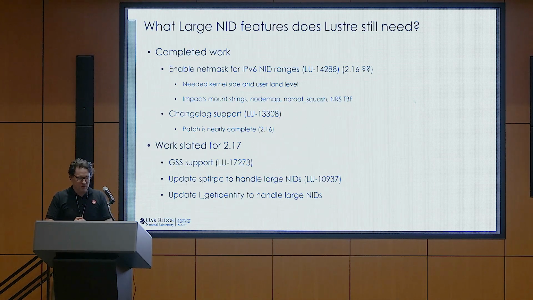The work slated for 2.17 is the GSS support and the SPTLRPC. We're going to have to support large NIDs there. The other thing is the get identity support, for when you bring up your MDS and it loads all the mappings for your user IDs and so on. It does actually fetch NIDs, so that should be supported. I was told that it's not as important because of nodemap, and it's less of a requirement nowadays. So we just let it slide, but for the sake of completeness.